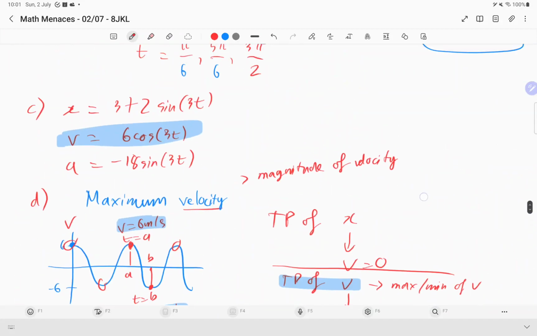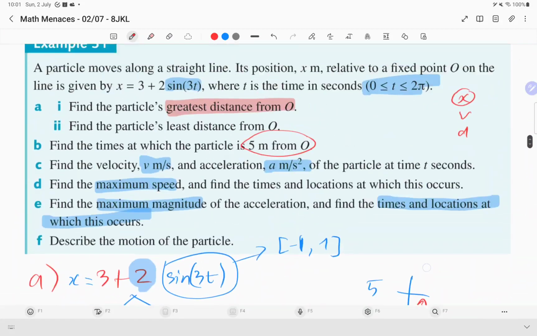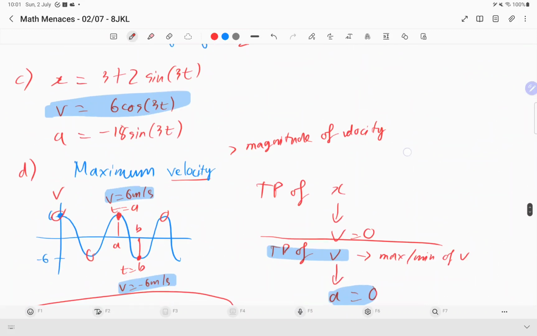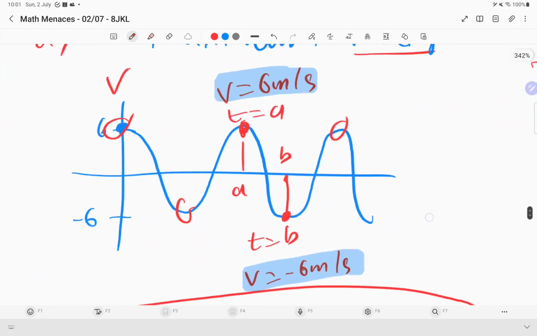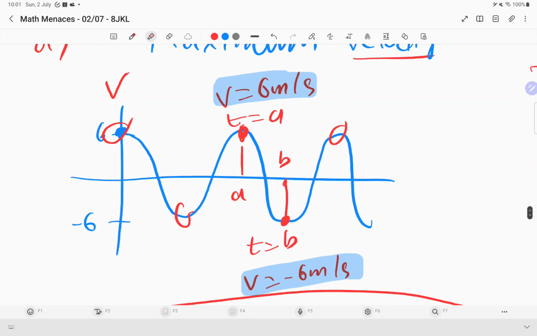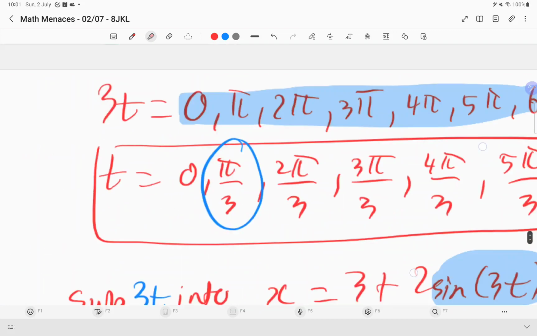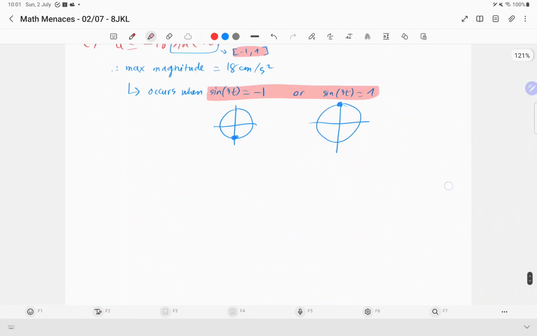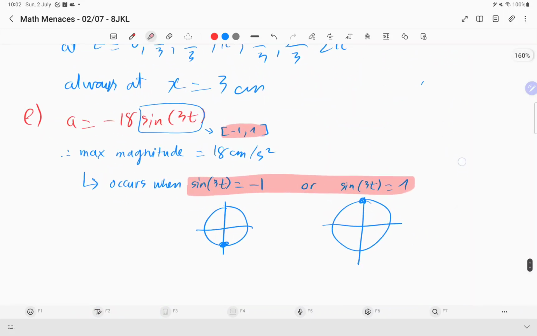Because based on this, remember I drew this little graph, where is it? Oh, here. See that little graph there? This is the velocity, and both the top and the bottom point are when the magnitude of the velocity is highest, or the speed is highest. Because if it's negative 6, the speed is still 6. That's still the highest speed, just in the opposite direction. So you have to consider both the top and the bottom point. Then you just find what negative 1 and 1 is.